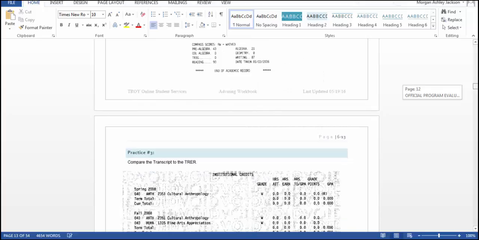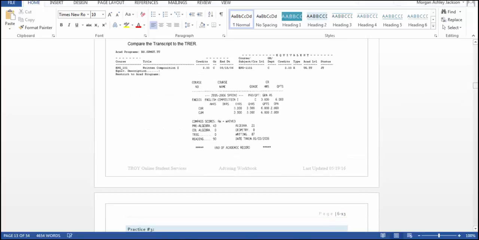So let's look at another example of a transcript right here. As you can see, the student has English 101, which comes over as English Composition 1. If you and I were to get this particular transcript, we would be safely able to say this is probably going to be the equivalent of Troy's English 1101.